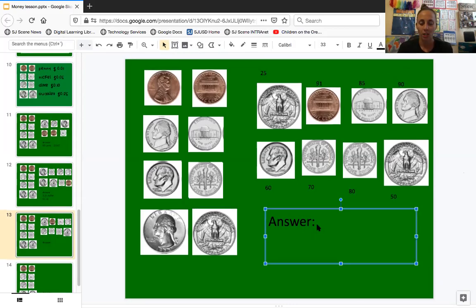All right. Do we have $1? No. So when we're writing this, we're not going to write $1. We're going to write 0.91 cents, or we can write our $, 0.91. Good.